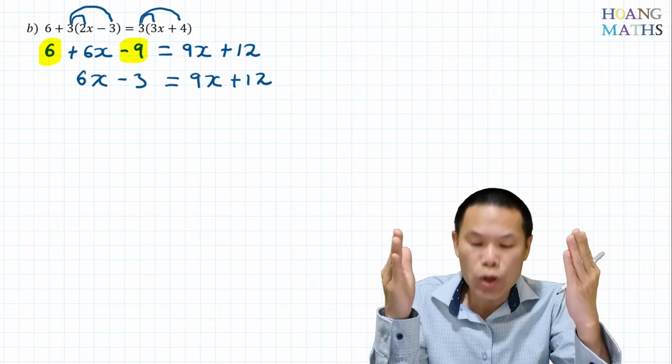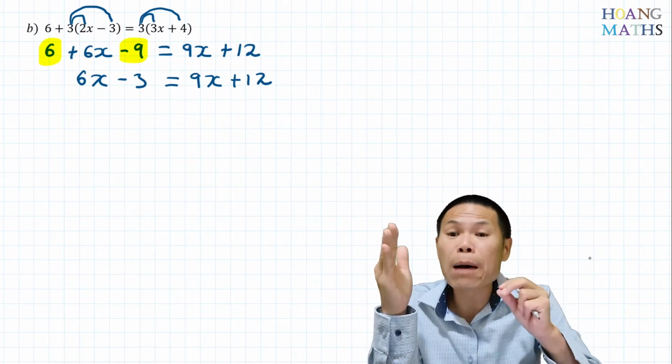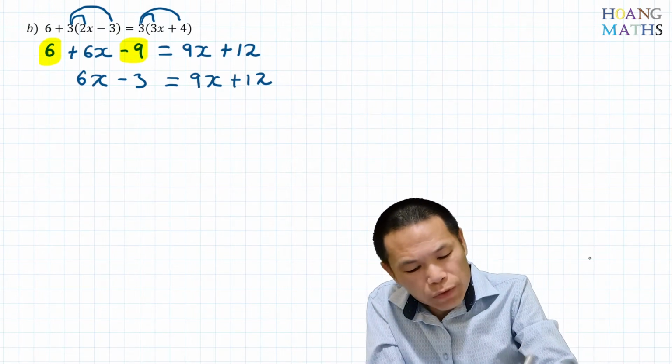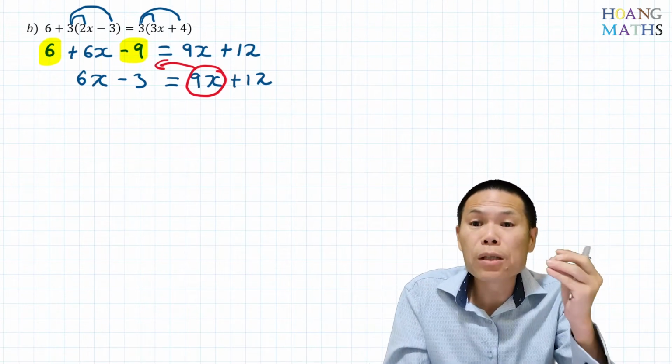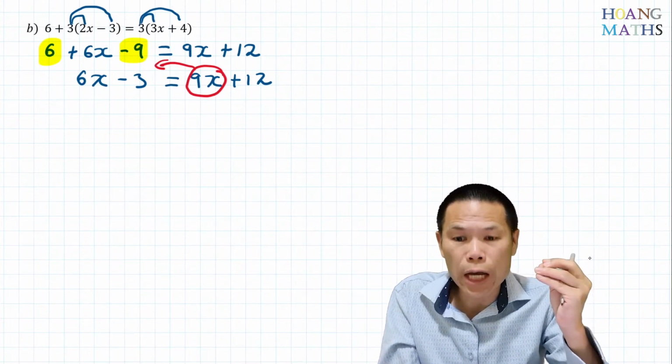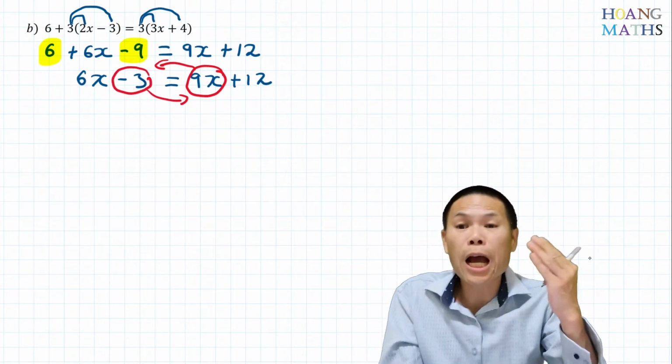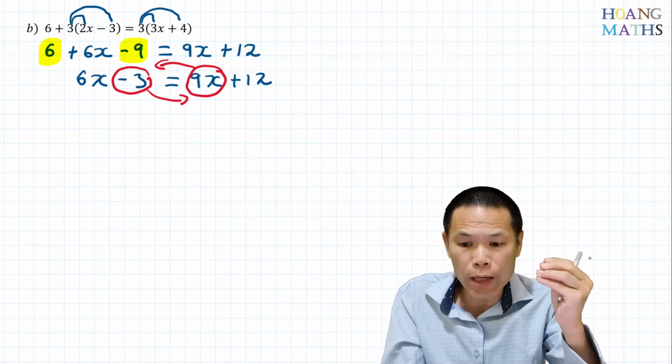So now I move the x on one side and number on the other side. What I do now is I move this 9x on this side, and that becomes negative 9x, or minus 9x. And the minus 3, I move on this side, becomes plus 3. Okay, keep that in mind for me.